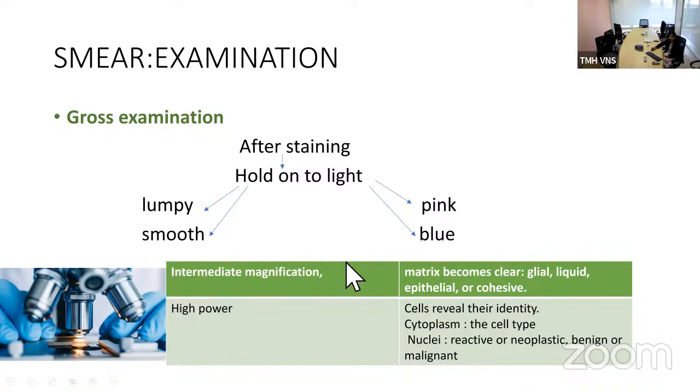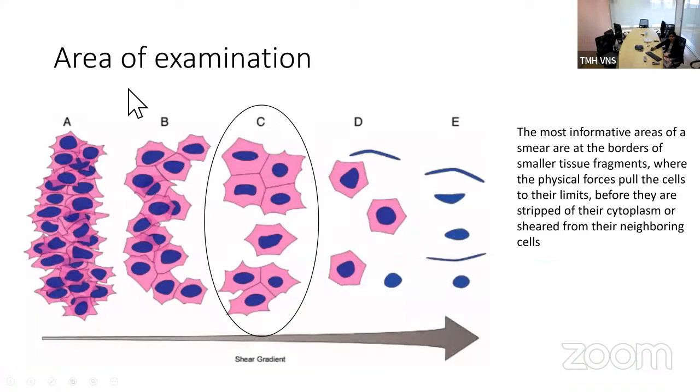Then in intermediate magnification, the matrix becomes clear, whether it's glial, it's fluid type, epithelial, or cohesive. In high power, the cells reveal their identity. From cytoplasm, we can get a hint of the cell type, and the nuclei give a hint whether it's reactive or neoplastic, benign or malignant. Now, the best area of examination is this area C, where the cells are still touching each other and the cytoplasm and nucleus are not sheared off.